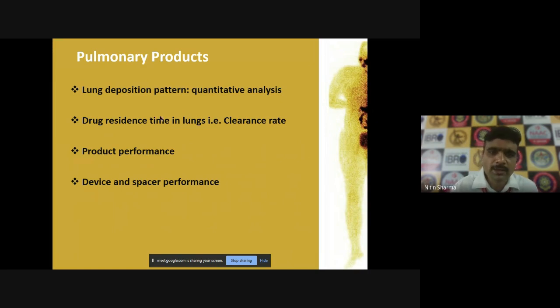So overall, finally, with the application, we can determine the device performance, the spacer performance. We have multiple kinds of devices for the application of these pulmonary products. So how perfectly my device is able to deposit the formulation inside the pulmonary route, we can determine.